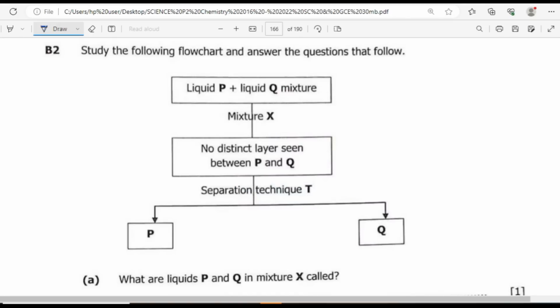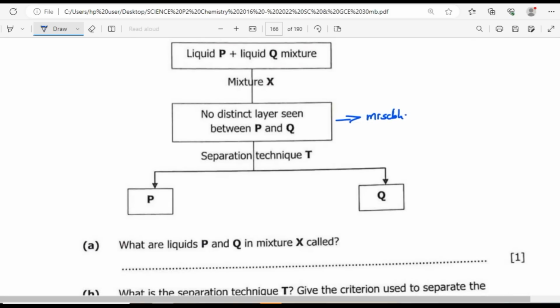Study the following flowchart and answer the questions that follow. So we have liquid P plus liquid Q is equal to mixture Q, no distinct layer seen between P and Q. So this shows that these liquids are miscible, so they are able to mix completely. Then let's look at what liquids P and Q in the mixture are called: miscible. We are told no distinct layer, you can't see the difference. They form one uniform mixture.